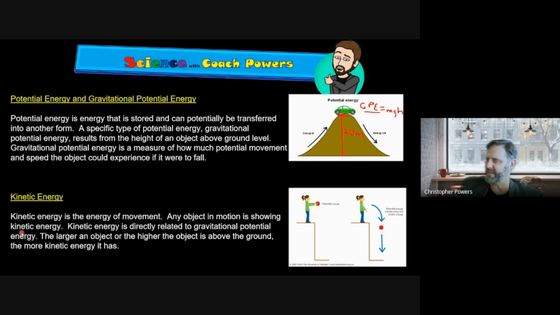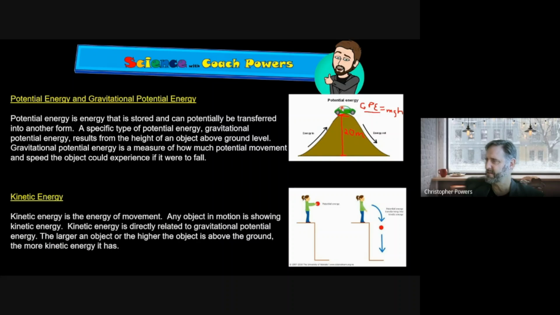So now let's look at kinetic energy. Okay, it's the energy of movement. Any object in motion is showing kinetic energy. It's directly related to gravitational potential energy. The larger an object or the higher the object is above the ground, the more kinetic energy it has. Well, deceivingly, that is a good definition.